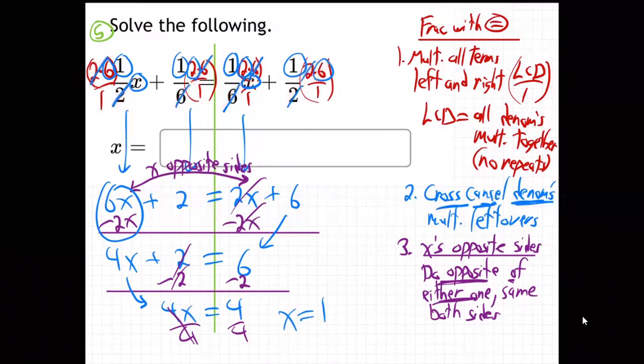So there's no more fractions. And then multiply whatever's left over. And then we had x's on opposite sides. So we do the opposite. Same to both sides. Opposite of one of them. It doesn't matter which one. But do it to both sides. This cancels and solve for x. There we go.